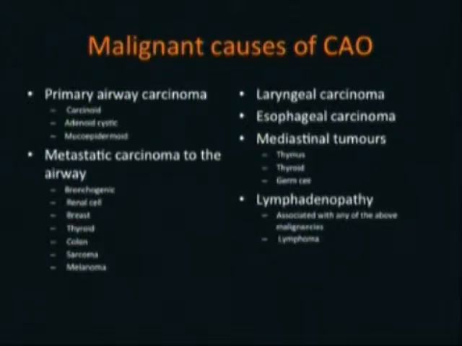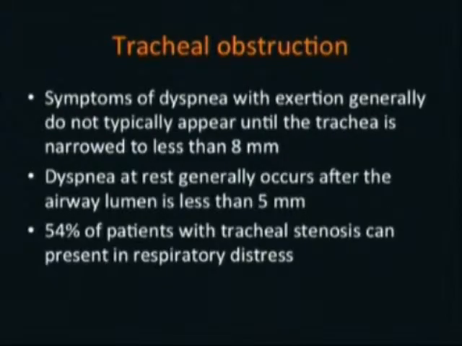There are different etiologies for central airway obstruction. You can have primary airway carcinoma with the usual lung cancer. You can have metastasis to the airway. You can have laryngeal carcinoma, esophageal carcinoma, or mediastinal tumor, or big lymphadenopathies. So you can be dealing with any of those categories. And you have to know what you're dealing with, because some of the tumors may have a semi-malignant behavior, and you'll be able to treat them on the spot while you are doing interventional pulmonology.